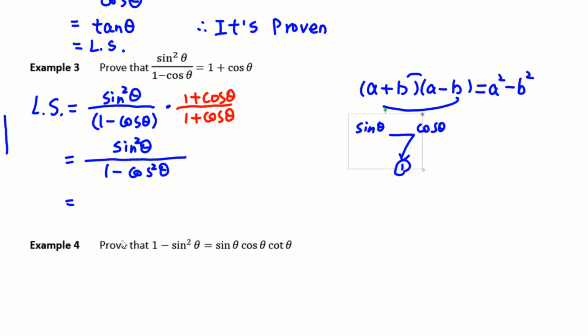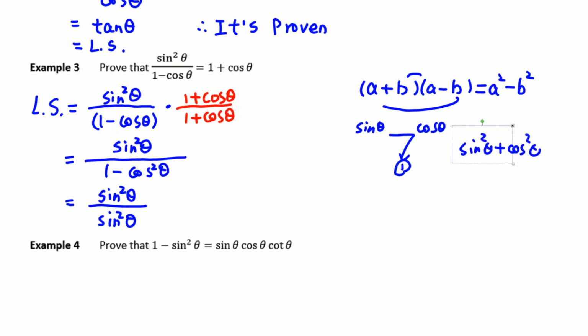So you will have sine squared divided by 1 minus cosine squared is sine squared. The reason for that is sine squared plus cosine squared equals 1. Then we move the cosine squared to the other side, and you will have sine squared equals 1 minus cosine squared. So also you could change the sine squared theta to 1 minus cosine squared theta, or you change the denominator to sine squared. No matter what, it is 1.